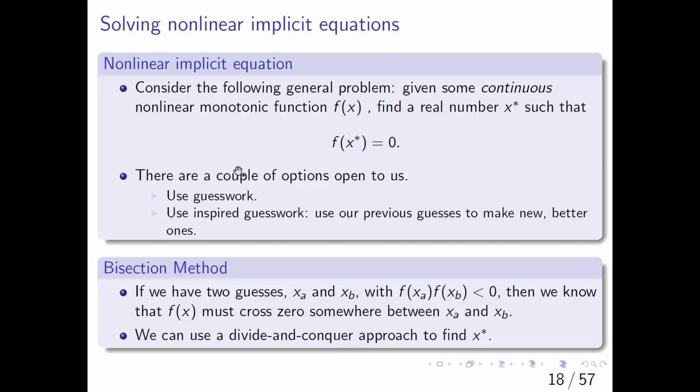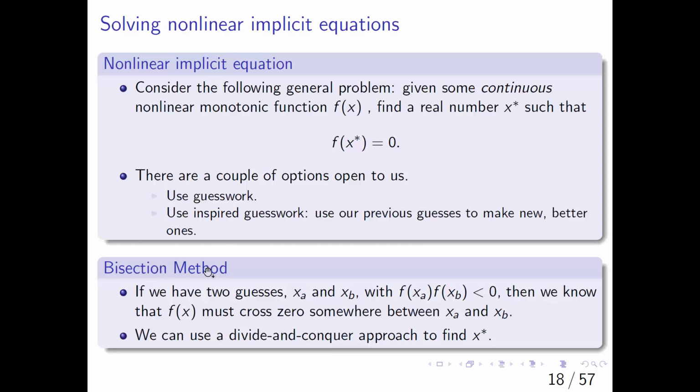To solve this nonlinear equation, there are several choices we can make. The first one is we can use guesswork. We just guess. But apparently, if you just randomly guess, it's highly inefficient, right? So what do we do? We use inspired guesswork: use our previous guesses to make new, better ones. So the first method actually is the bisection method.